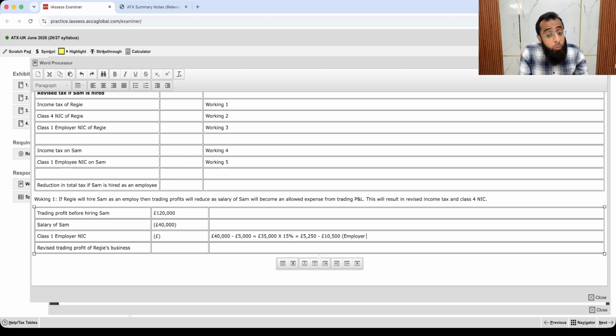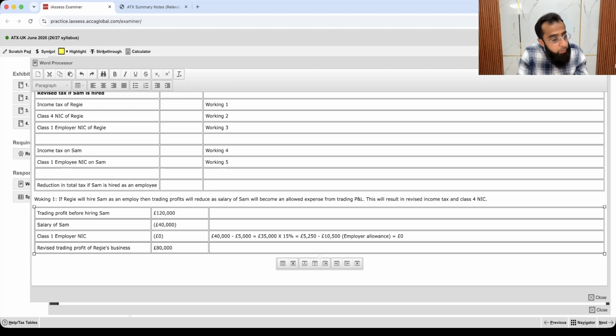Because this is the only employee. Okay, the first employee has been hired. So obviously the entire employer allowance of 10,500 pounds will be available. So the class 1 employer NIC will simply fall to 0 pounds. I will repeat it again. Trading profit before hiring SAM is 120,000. Salary is 40,000. Class 1 employer NIC will arise at 15%, but that will be covered by the employer allowance of 10,500 pounds. So the revised trading profit will be 80,000 pounds.